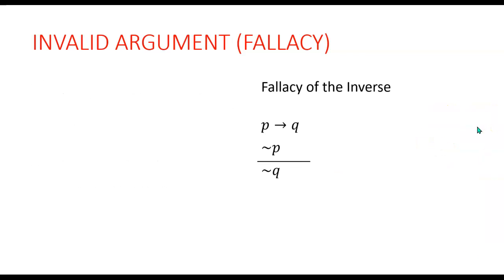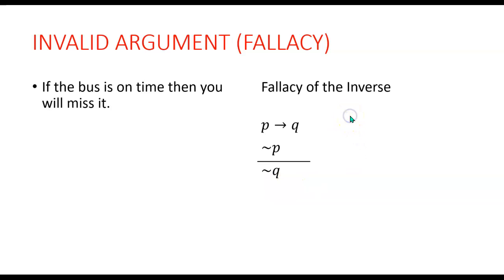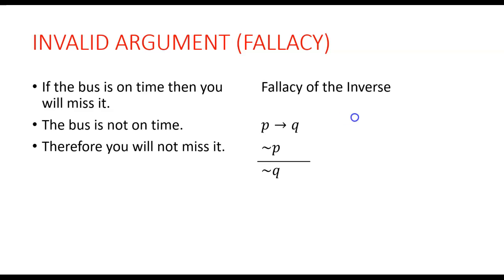And then here is the fallacy of the inverse. If P then Q, not P, therefore not Q. An example of this would be, if the bus is on time, then you will miss it. The bus is not on time. Therefore, you will not miss it. So it is possible for both of those premises to be true, but for the conclusion to be false.